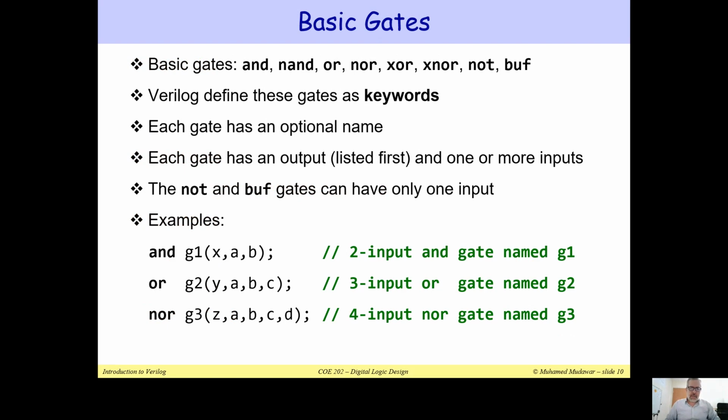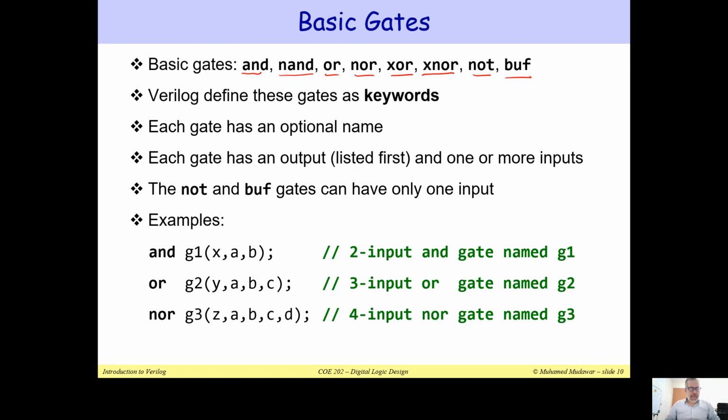So as we have seen in the previous example, we have basic gates. These are defined as keywords in the Verilog language. So there is a list of gates. For example, you can have AND, NAND, OR, NOR, XOR, exclusive NOR, NOT. There is also buffer. There are also other gates other than these, but these are the main ones. So these are defined in the Verilog hardware description language as keywords. I'm showing them in bold to indicate that they are actually keywords.